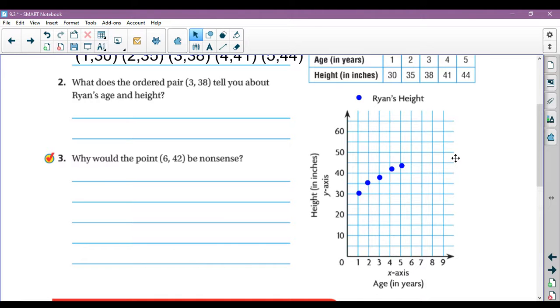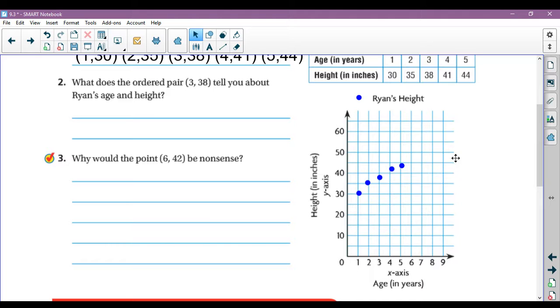So then you can kind of see the trend that each year he was growing. And we could take that data and look further if we wanted to. We could see how much he grew, between what years he grew the most, and so on and so forth. We could do that. But look at number 3 now.